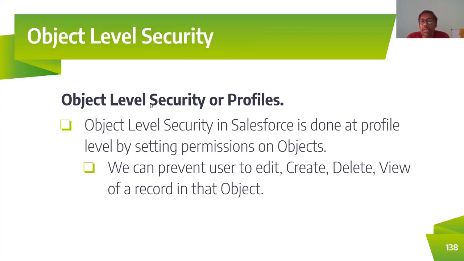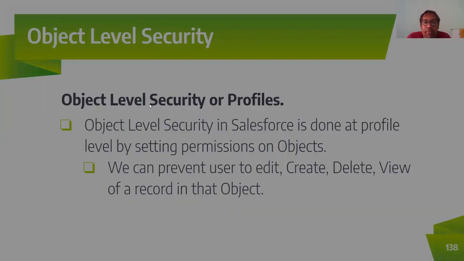Object level security in Salesforce is done at the profile level by setting the permissions for the object. So we set the permission set on the object, which means first we require an object. On the profile level, we specify the permission set. We can prevent the user from editing, creating, deleting, or viewing a record in the object. That is what we do with object level security.